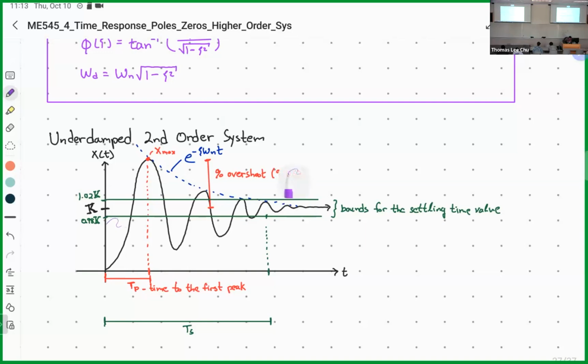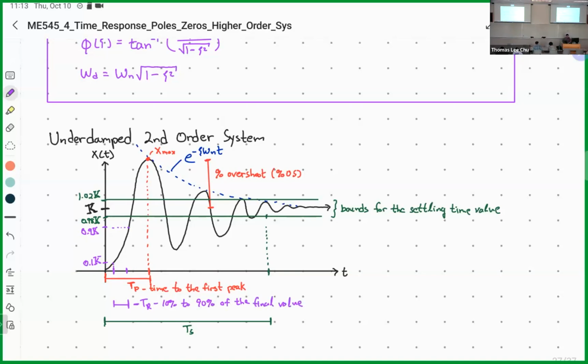Let's go with that. So let's say this is 0.9K, and this is 0.1K. And we'll go probably there. I'm going to call this TR, which is from 10% to 90% of the final value.